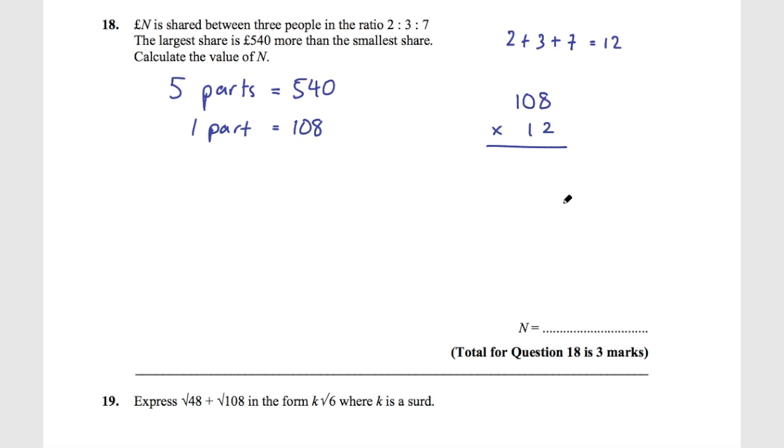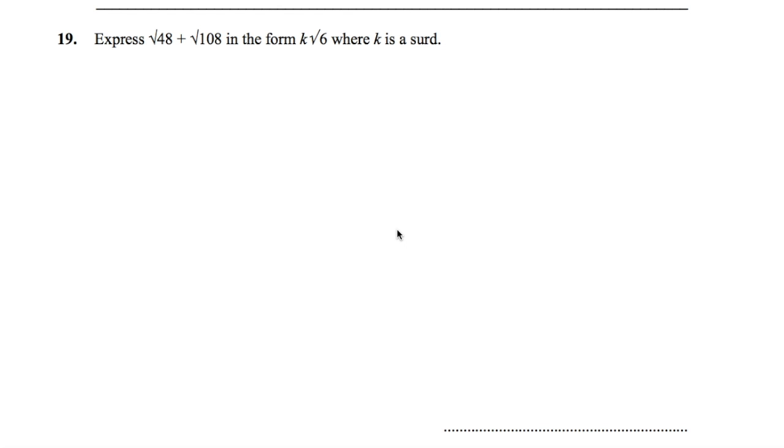Okay, so 8 times 2, that's 16. Carry the 1. 1 and 1 times 2 is 2. And then let's do the tens. 8 times 1 is 8. 0 and 1. And then add these together. 6, 9, 2, 1. So the total there is 1,296 pounds. Question 19 says express the square root of 48 plus the square root of 108 in the form k root 6 where k is a surd.